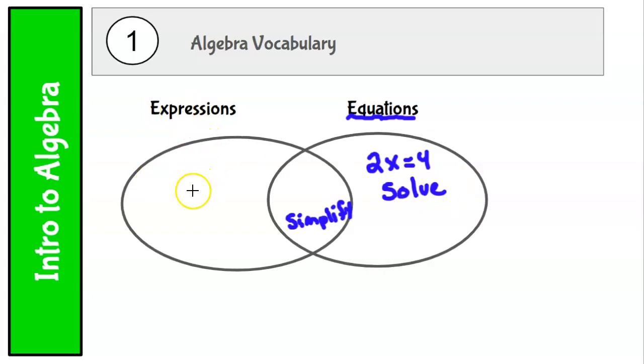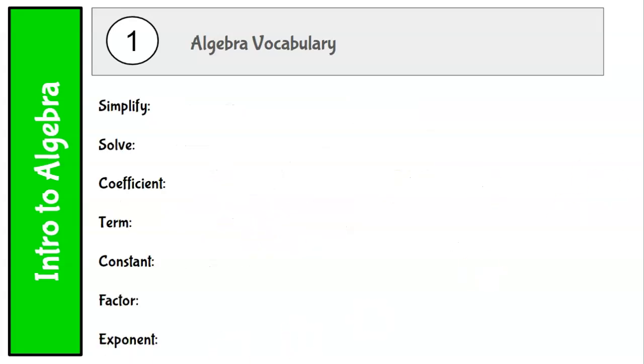We don't solve it. I'm not putting solve over here because you don't solve it. If I have an expression 3x plus 8, I'm not going to be able to solve that. Even if I made it 3x plus 4x, I'm not solving it. I'm just going to be able to simplify it, which we'll talk more about in a minute. I'm going to run through these definitions pretty quickly. Feel free to pause if you need to write them down.